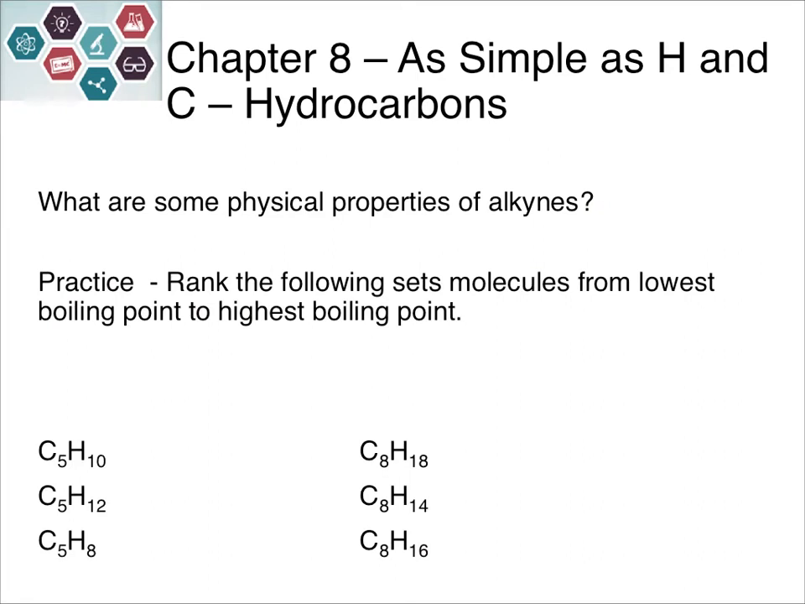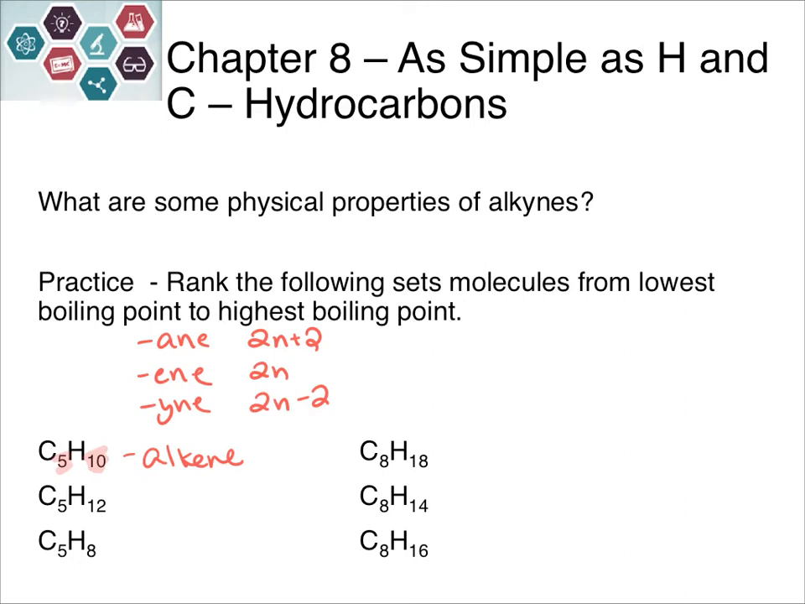So here's a couple examples where we're going to rank boiling points. All you're given to start is a formula, so you need to decide, is it an alkane, alkene, or alkyne first? And the way you can do that is using those general formulas that we learned. So the alkane is the 2n plus 2. The alkene is the 2n, and the alkyne is the 2n minus 2. So the first example, if we have 5 carbons to get to 10, that's going to be the 2n, so that means this is an alkene.